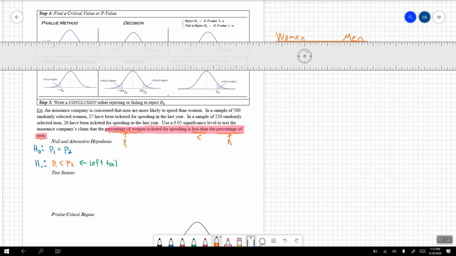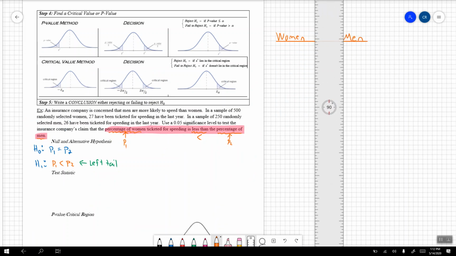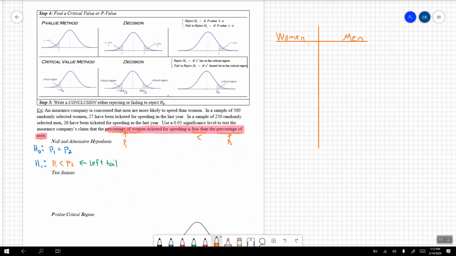All right, and what you're going to see me do here is draw a table so that I can keep all of this information organized. The reason I want to keep it organized is because I'm going to be extracting a lot of information from here. So let's go to the information that was given to us. It says in a sample of 500 women, so we have here 500 randomly selected women, and 27 have been ticketed for speeding.